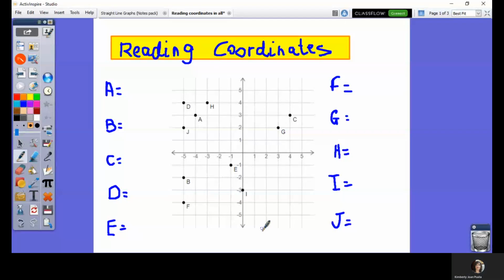Hello everyone. So in this video, I'm going to show you how to read coordinates in all four quadrants of a Cartesian plane.